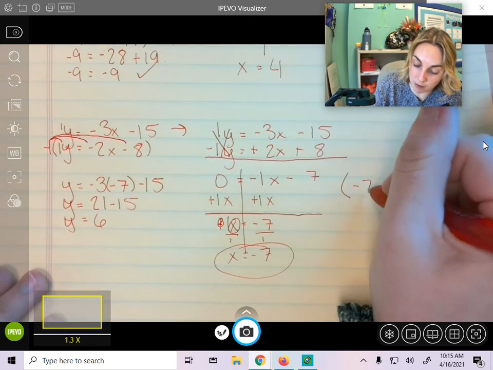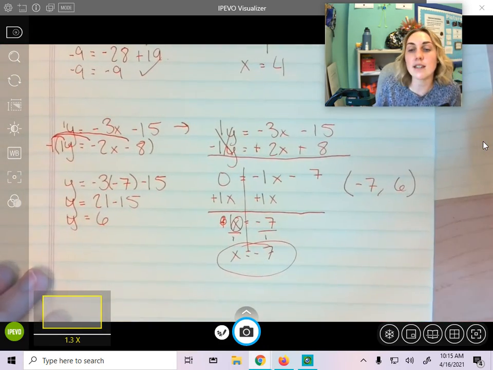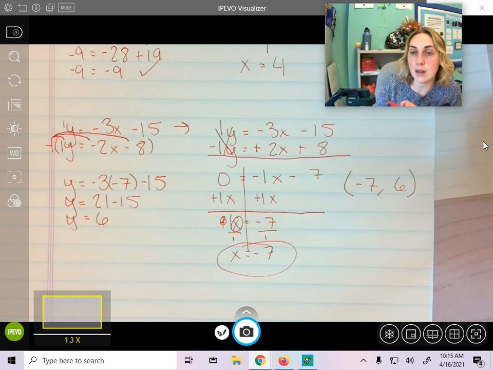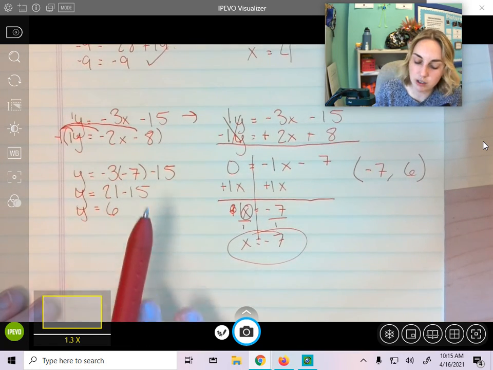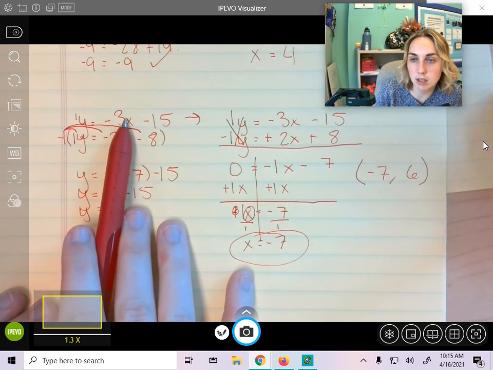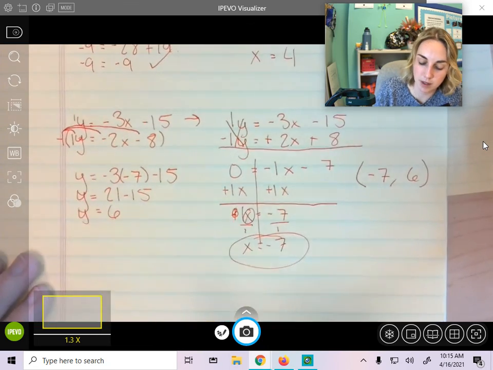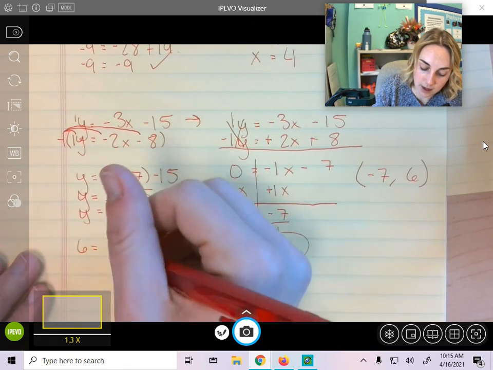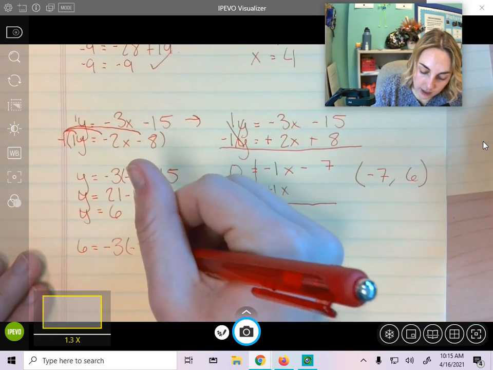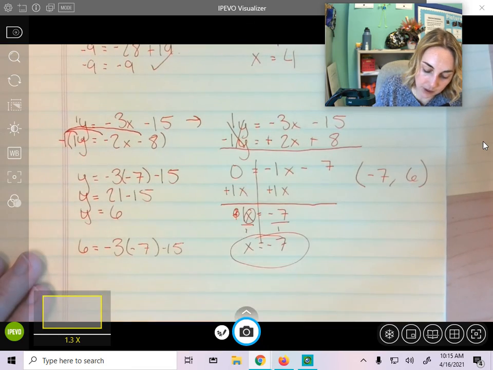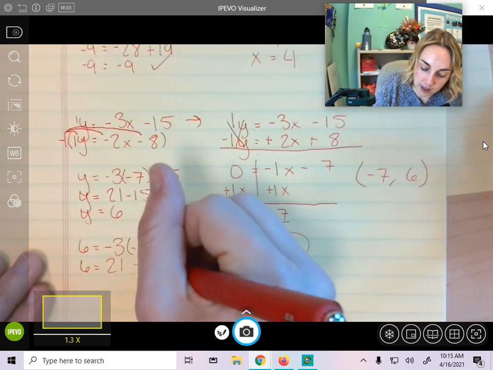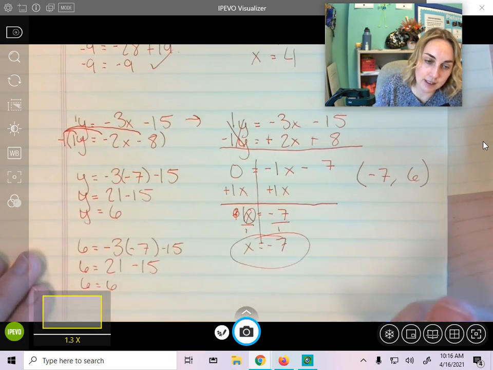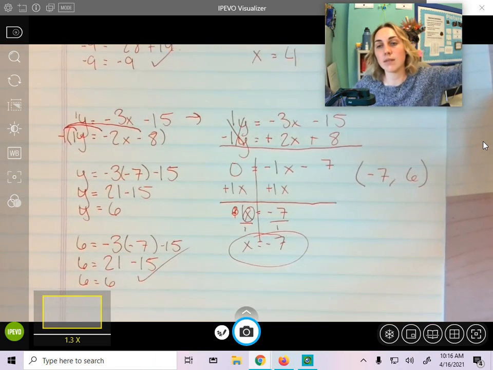So I'm going to write out my ordered pair where my x value is -7, my y value is 6, and now I'm going to plug that back into the equations to make sure, hey, that's the correct answer. Okay. I'll choose this one again, just for funsies, because I just did it, so it's going to be easier for me. So my y value is 6. Then I have -3. My x value is -7 minus 15. All right. 6 is equal to -3 times -7 gives me a +21. 21 minus 15 did give me 6. So 6 is equal to 6, so it works out, and I'm good to go.